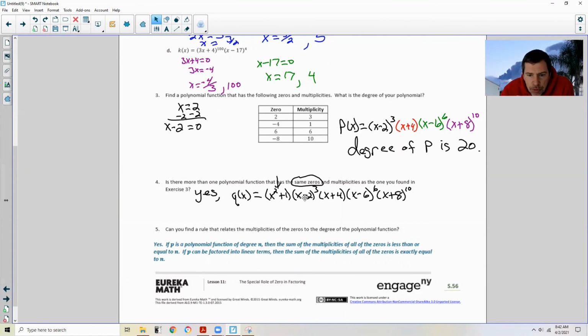Okay, but if you can put them into linear terms, x minus 2, x plus 4, x minus 6, x plus 8, this is a quadratic term, not a linear term. So if you can put it all into linear terms like this up here, then the degree equals n. The sum of the multiplicities of all the zeros is equal to the degree. Okay?